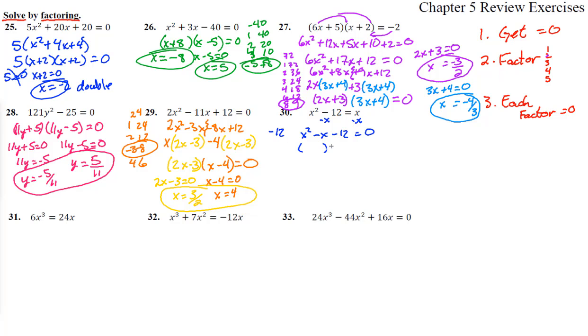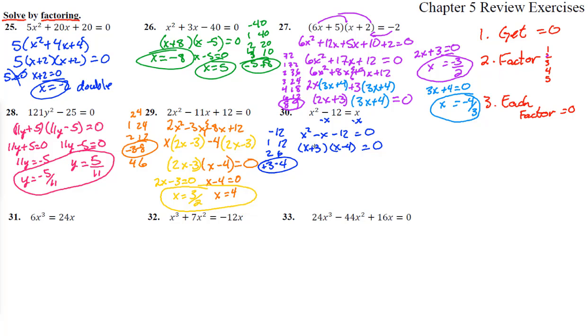There's not a greatest common factor to pull out, so what times is negative 12 and adds to negative 1? 1 and 12, 2 and 6, 3 and 4. Oh, negative 4, positive 3. So x plus 3, x minus 4. That's factored. It's still all equal to 0.